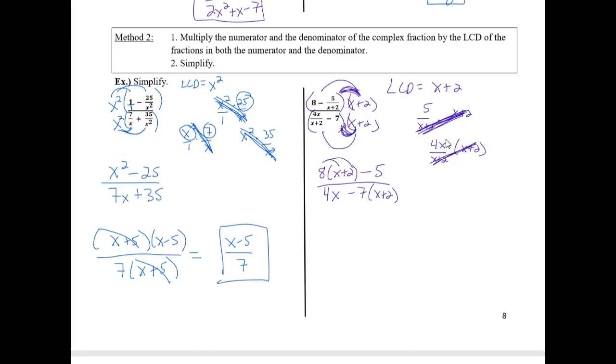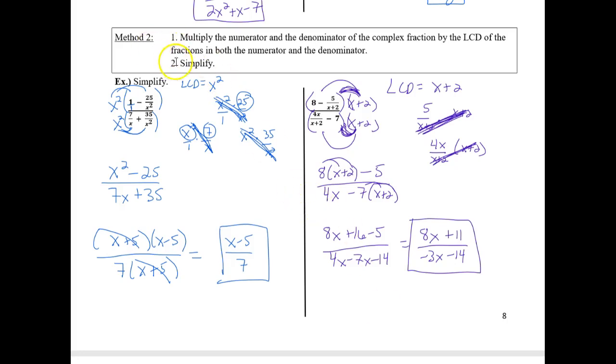So I'm going to distribute the 8, distribute the 7. I will have 8x plus 16 minus 5, and then 4x minus 7x minus 14. I combine my like terms. Positive 16 minus 5 is positive 11. And then 4x minus 7x is a negative 3x minus 14. I look for any common factors. I don't see anything. There's no difference of squares or anything like that. This is as far as we can go.